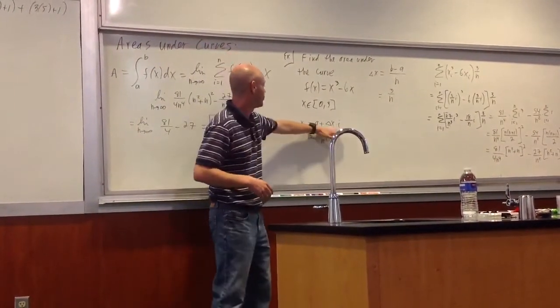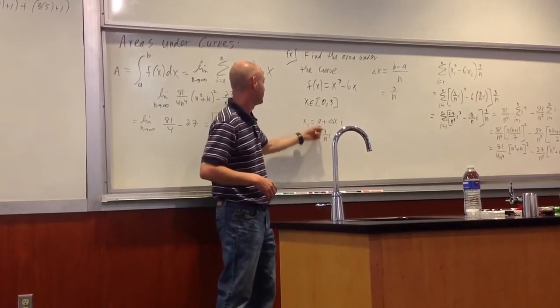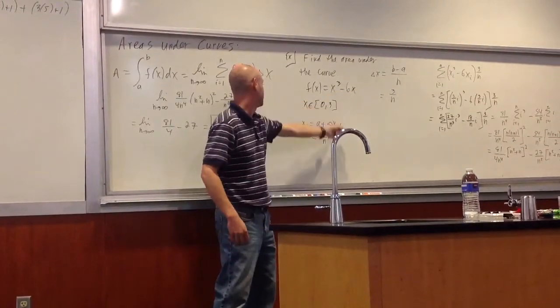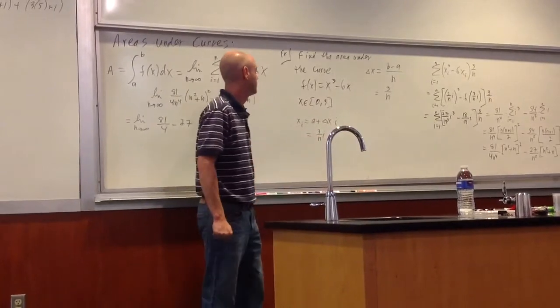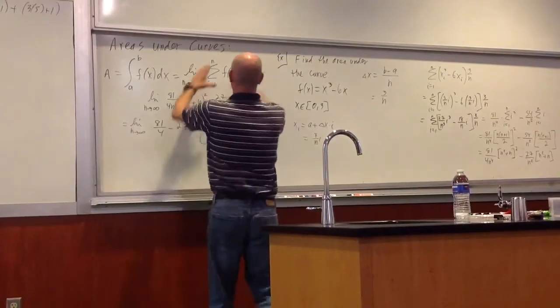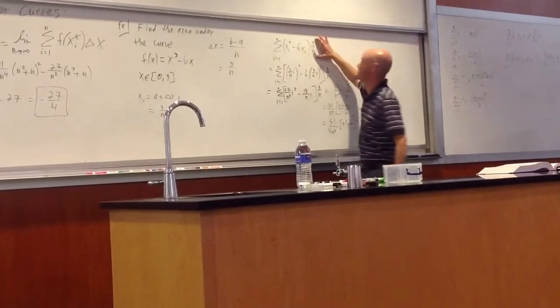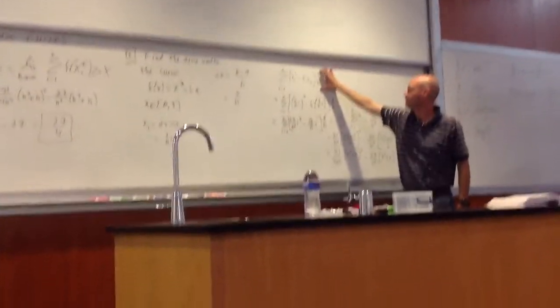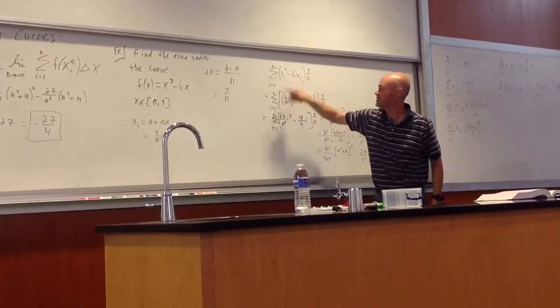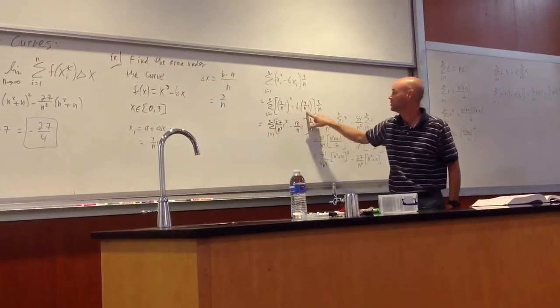x of i follows this formula. a is 0, so it's gone. Delta x is there, and then i. So we did f of x of i right here. Delta x is there. We changed our x of i's into what we've defined it as, here and here.